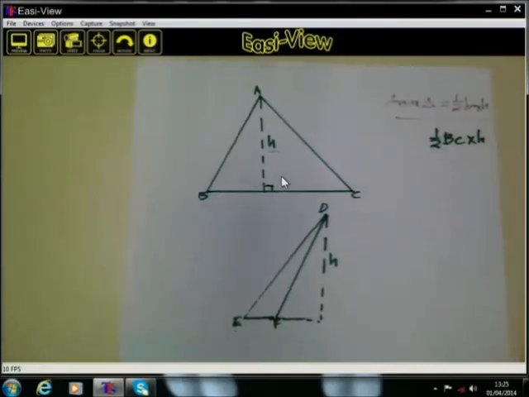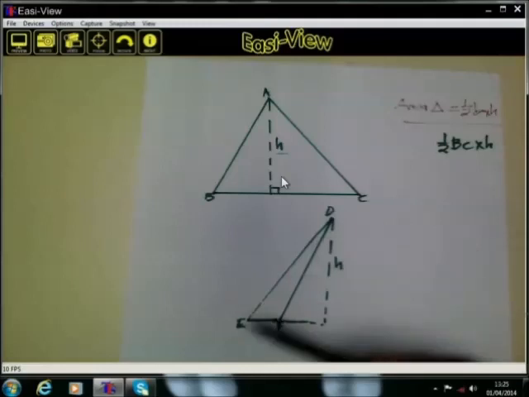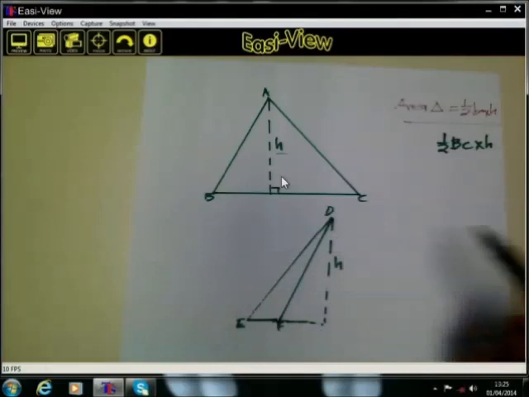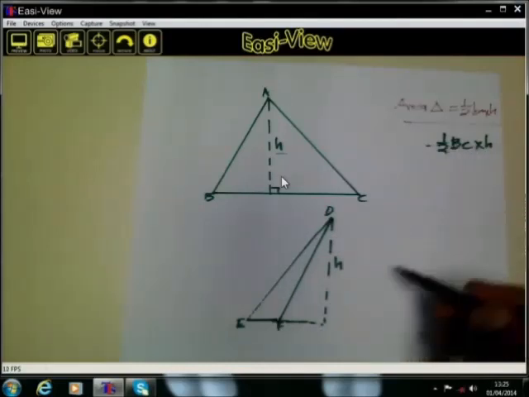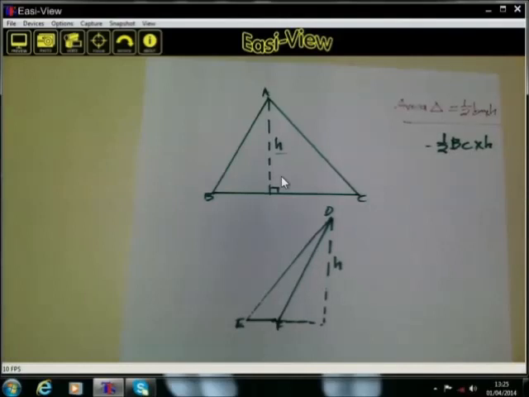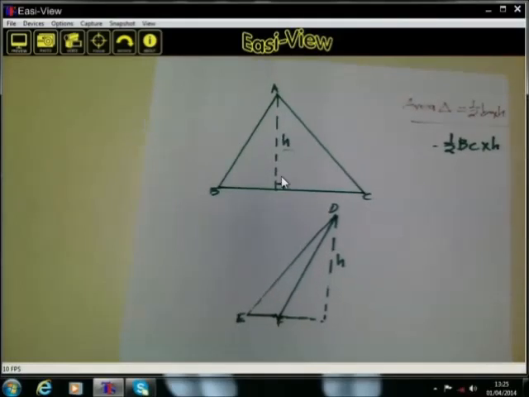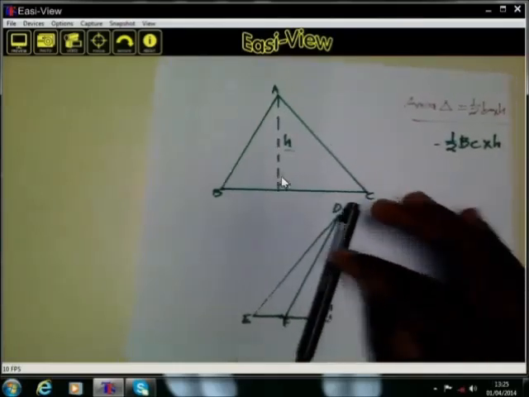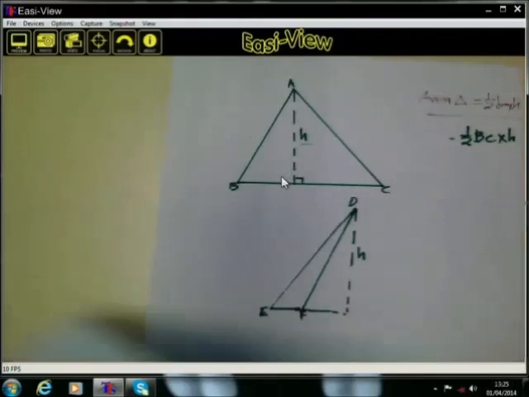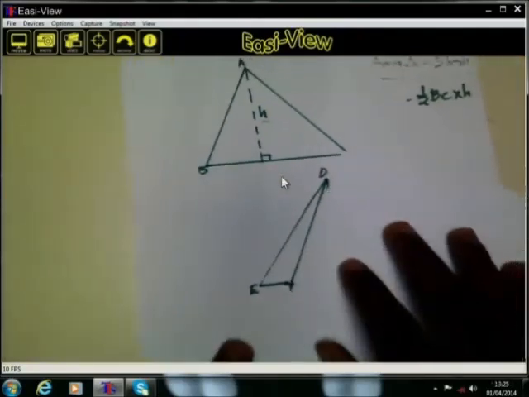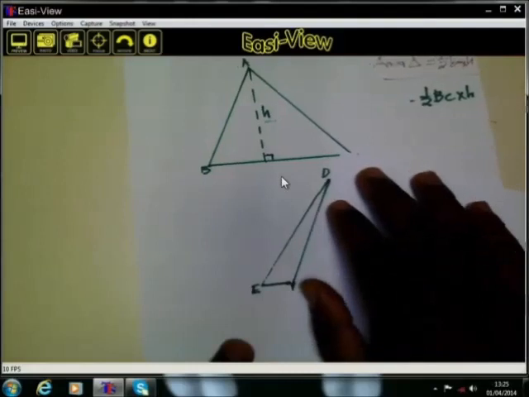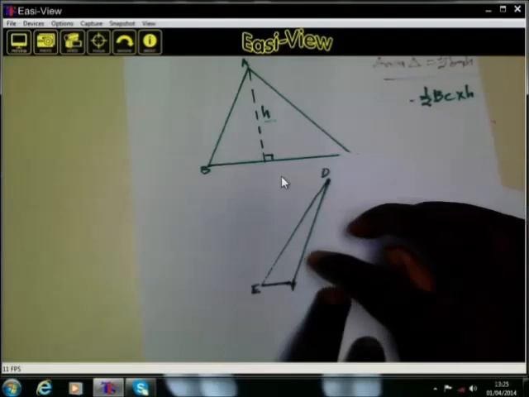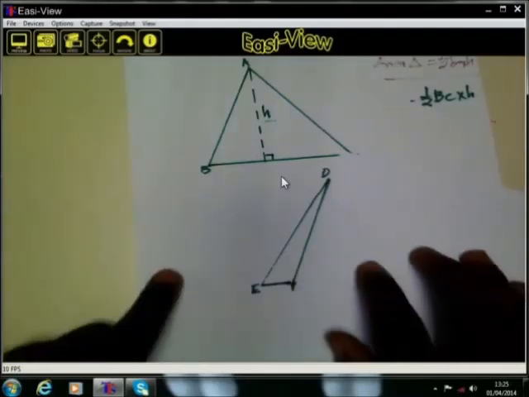Let's now come to the second triangle, which is triangle DEF. We will also like to talk about the area of such a triangle. Now, if you look at this triangle alone, without having this extension, it was otherwise going to be difficult for us to determine the perpendicular height. That's why we ended up having an extension.